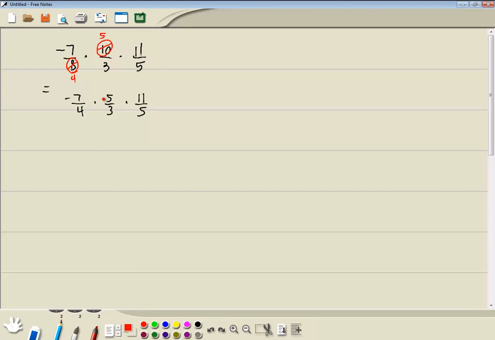Again, the only guideline is one's on top, one's on the bottom, and they're both divisible by the same number. Here's a 5 and 5. They're both divisible by 5. 5 divided by 5 is 1. 5 divided by 5 is 1. So then we got negative 7/4 times 1/3 times 11 over 1. Now there's nothing else that I can simplify or do some canceling with. So I'm just going to start multiplying.